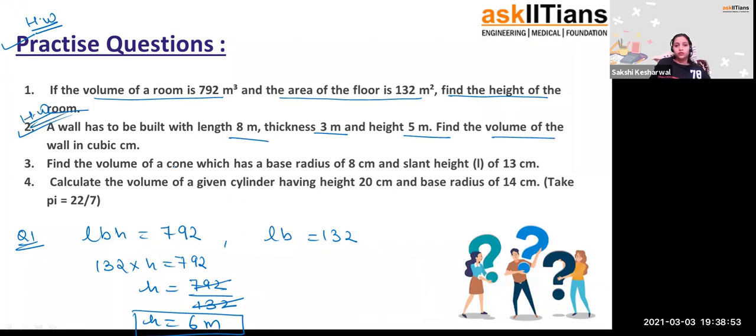Coming to the volume of the cone. Find the volume of the cone with base radius 8 centimeter and slant height equal to what, beta? 13 centimeter. We have to find the volume. So what does the question say? Find the volume of the cone, right?